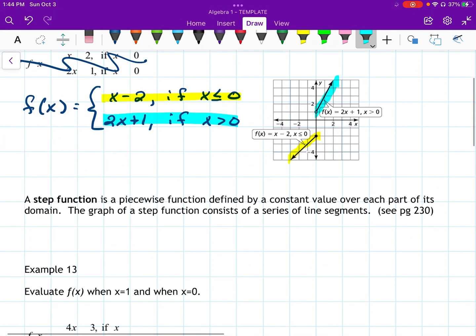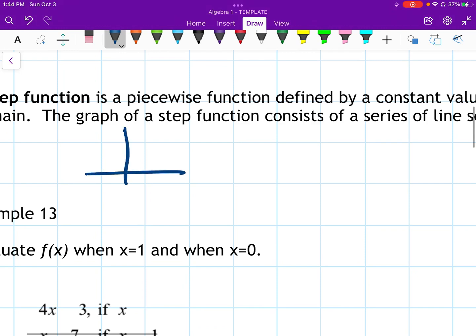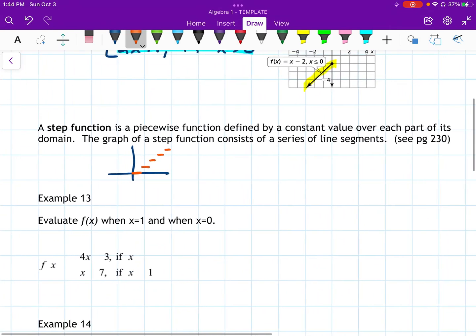A step function is a piecewise function defined by a constant value over each part of its domain. If you'd like to look more at that, it's on page 230 in the book, but generally its graph is going to look something like this, like little steps. Kind of neat. You should look up that in the book.